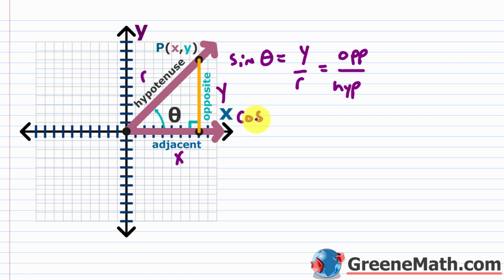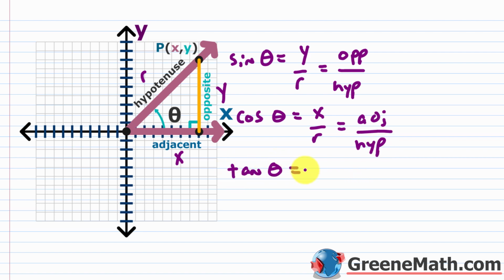So then you have your cosine of theta, okay? This is x over r, or in terms of this, it's the adjacent over the hypotenuse, okay? And then you have your tangent of theta, which is going to be what?